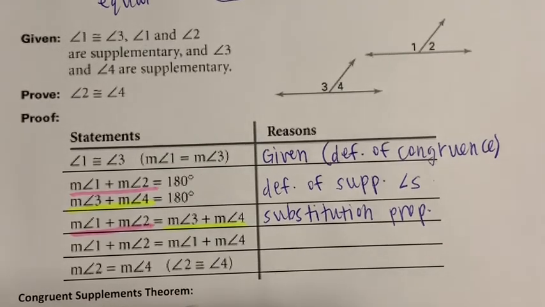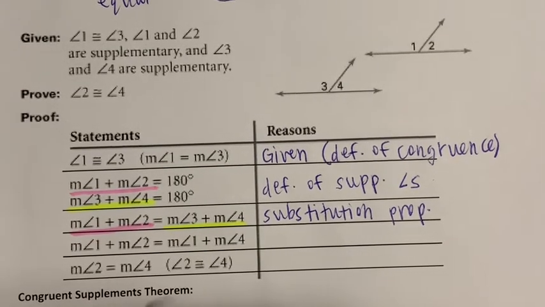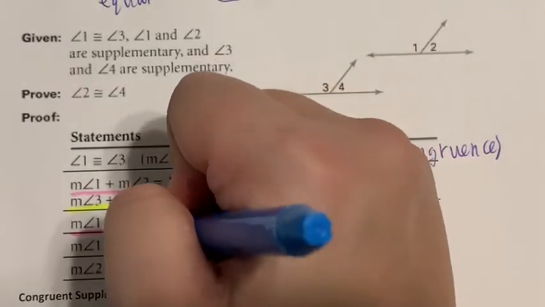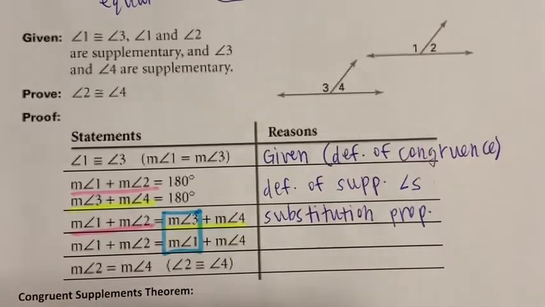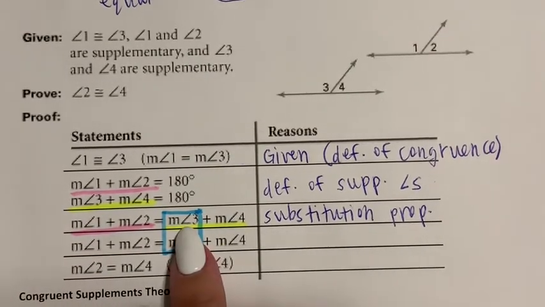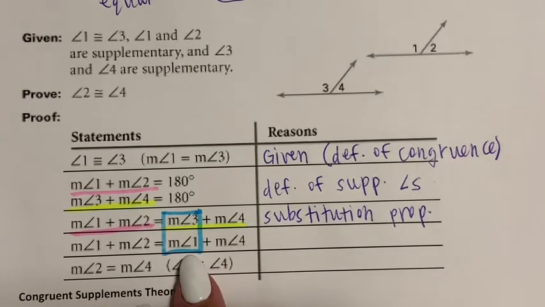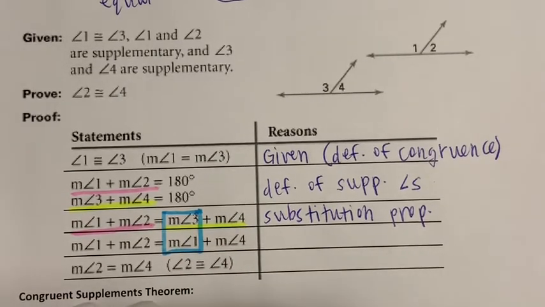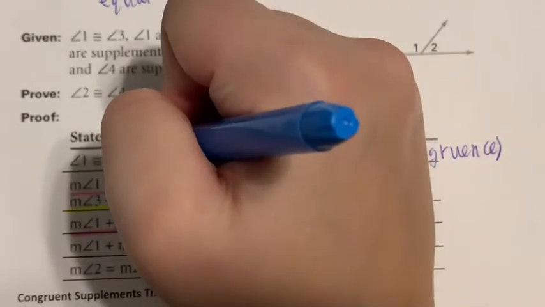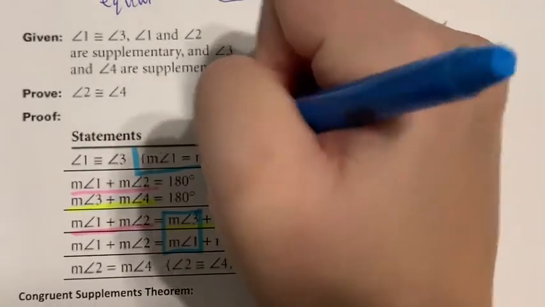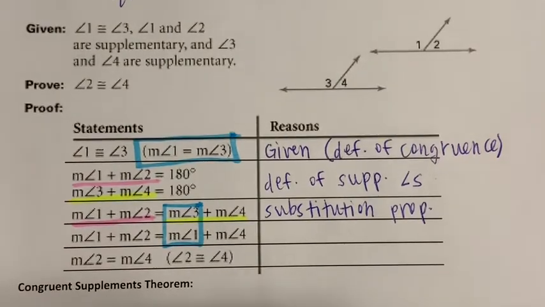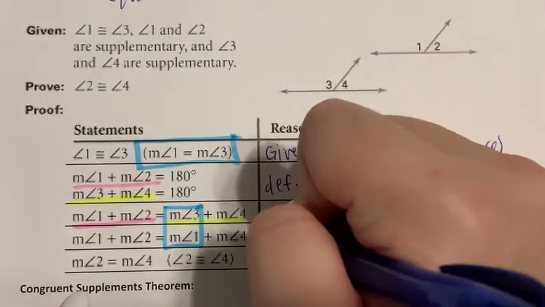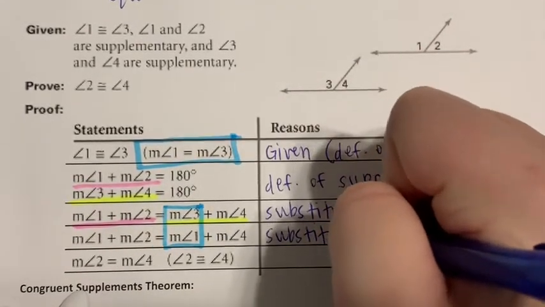In my next step, I need to find what is different about this step because they look very similar. If you look closely, the only thing that is different is right here, and I boxed it for you. We replaced the measure of angle 3 with the measure of angle 1. Why were we able to do that? Well, at the very beginning up here, we said that the measure of angle 3 is equal to the measure of angle 1. Because we've already specified they're equal, that means that we can replace them. So this is, again, substitution property.